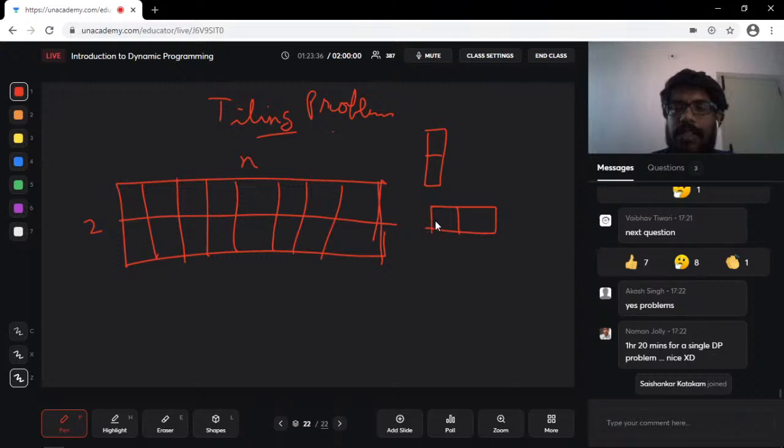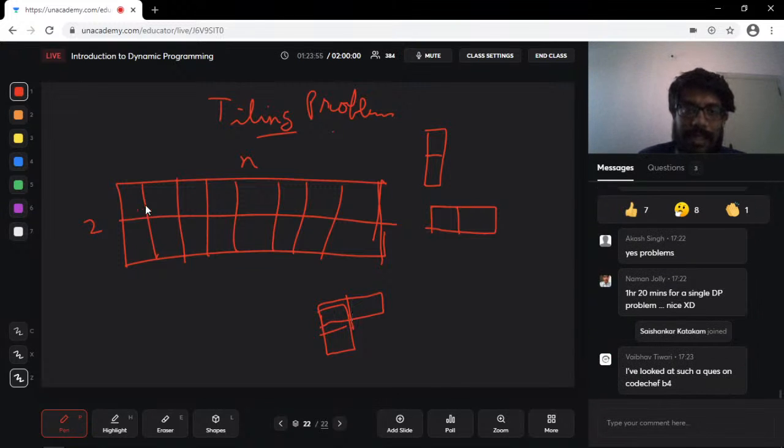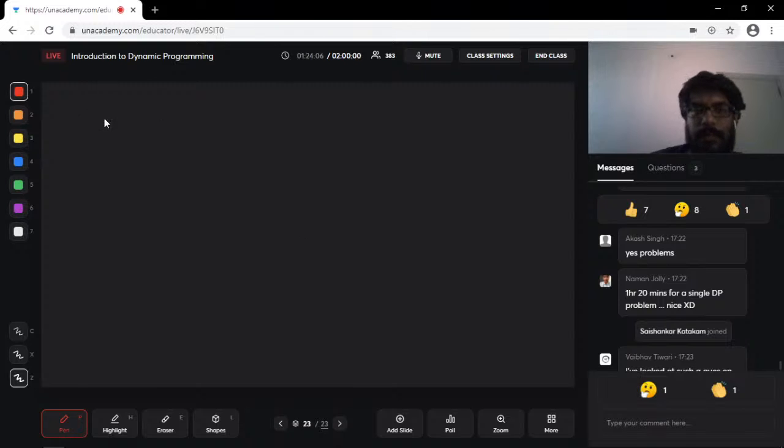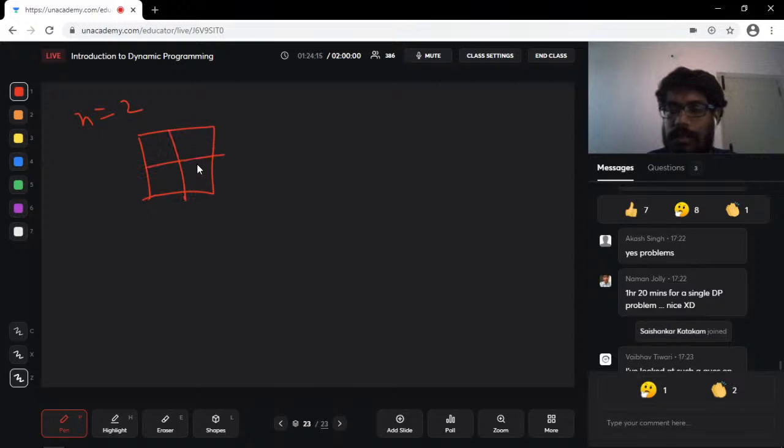What are the constraints? The constraints are that no two tiles can overlap. So I can't have something like this. These two tiles are overlapping with each other, right? That can't happen. And a tile can't go outside the floor. And every cell, so each of these is a cell, right, should be covered by a tile. These are the main constraints. So let's maybe look at an example. When say n equals 2, you have a floor like this. How many ways are there to do this?